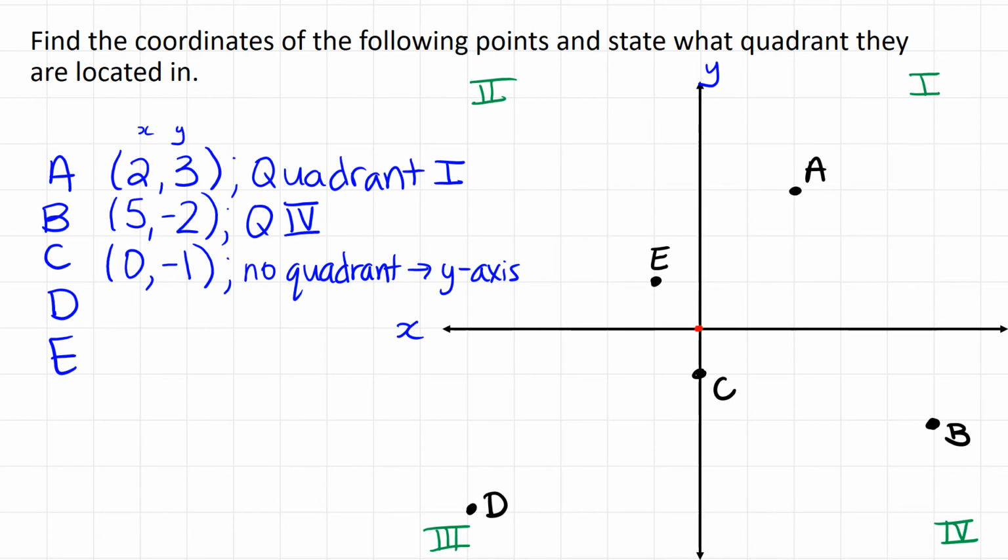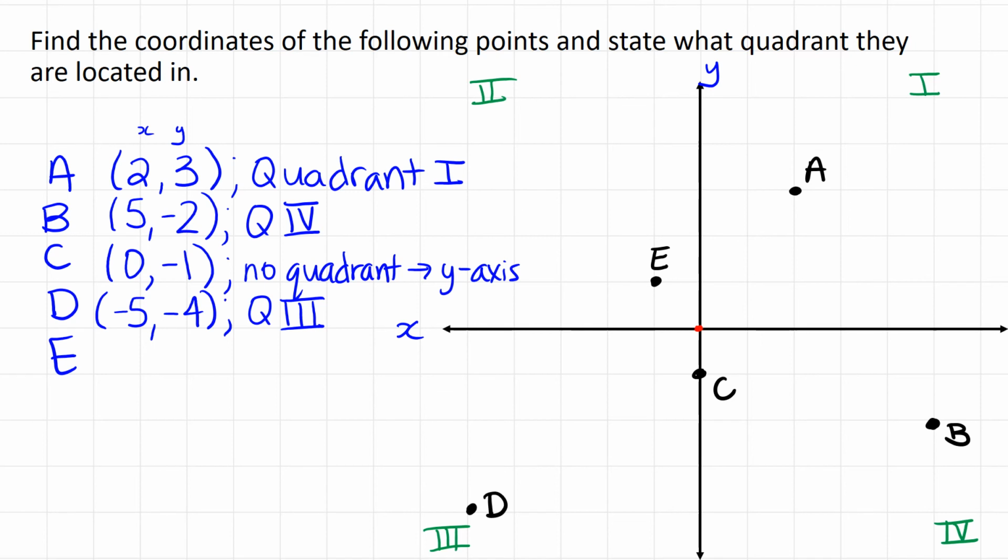Okay, let's try D now. For D, we are moving horizontally, as you can see, in the negative direction. 1, 2, 3, 4, 5. So I moved in the horizontal direction, negative 5 points. And I'm also going down 2, 3, 4 in the negative direction. So that's why it's a negative 4. So my answer for D is (-5, -4), because x is written before y, and this one is in quadrant 3.